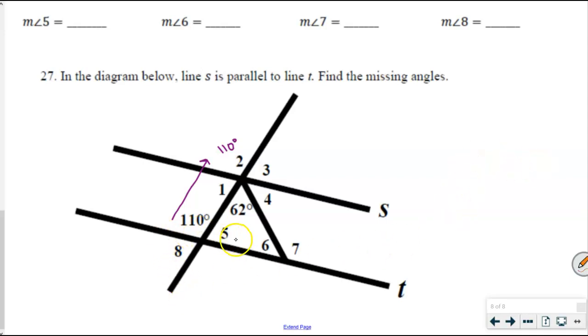Number 5. How do you know angle number 5? Yeah, exactly. So 110 degrees plus angle 5 should equal 180 degrees because of supplementary angles. So 110 plus 70 degrees is what it takes to get to 180. If I know angle 5, I know many other angles. If I know angle 5, we can figure out angle 8. How do I know angle 8? What's that relationship here? Kaden?